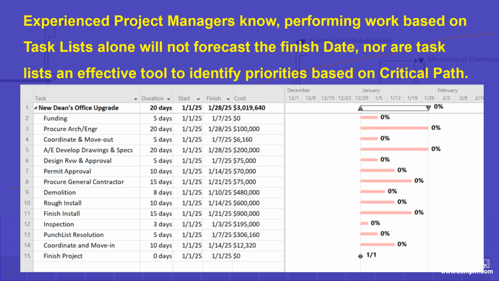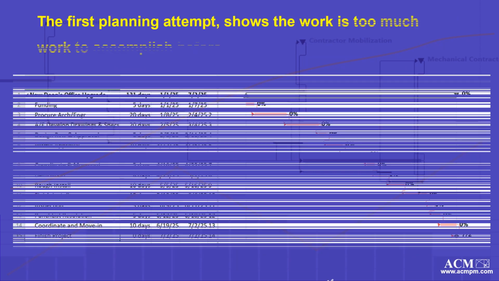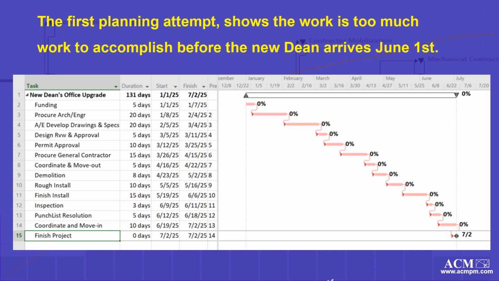Many simple projects can be managed using a list of tasks, as in progressive agile processes, providing value along the way. Experienced project managers know performing work based on task lists alone will not forecast a finish date, nor are task lists an effective tool to identify priorities based on a critical path. The first planning attempt shows the work is too much to accomplish before the new dean arrives on June 1st.